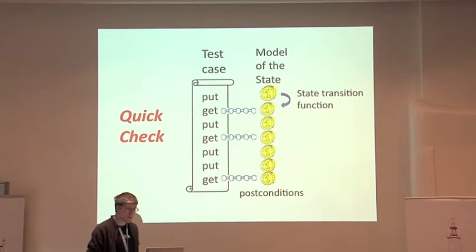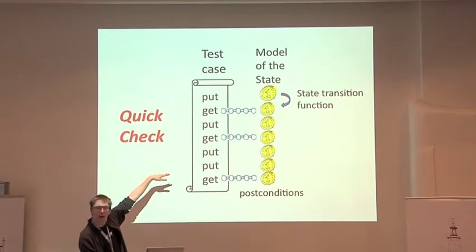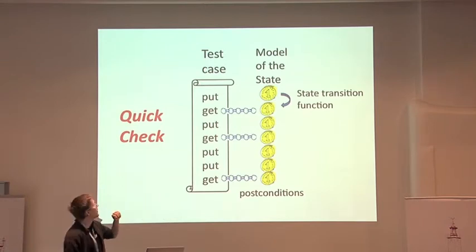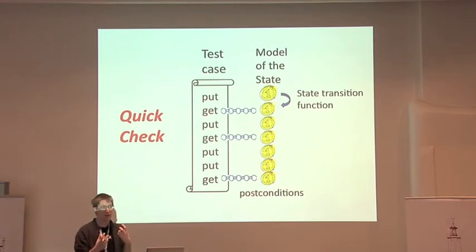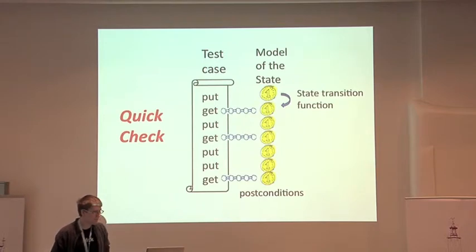And then at each command, you would check some post condition. For put, there's no post condition. For get, we would check that the value we get from the database is the one that we're expecting, so that it corresponds to what the model says is in the database.